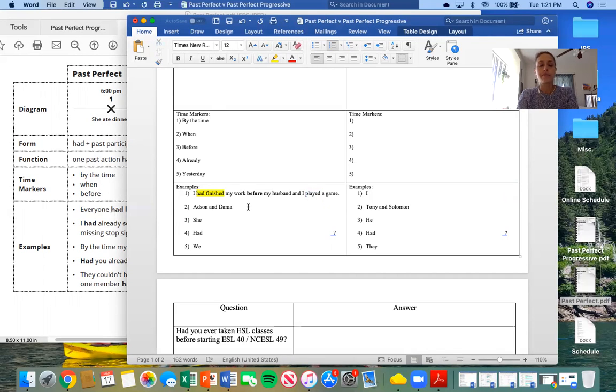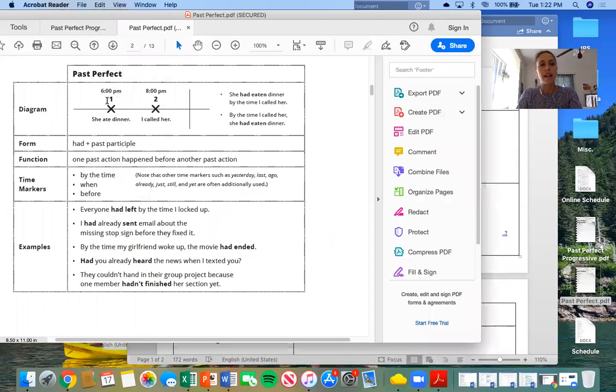Adson and Danya had left for work by the time Sarah woke up. Okay, so had left is our verb tense. By the time is our time marker, and Sarah woke up. Okay, Adson and Danya had left for work by the time Sarah woke up. So remember, Adson and Danya would be the furthest away action, and Sarah woke up would be the closest past action.